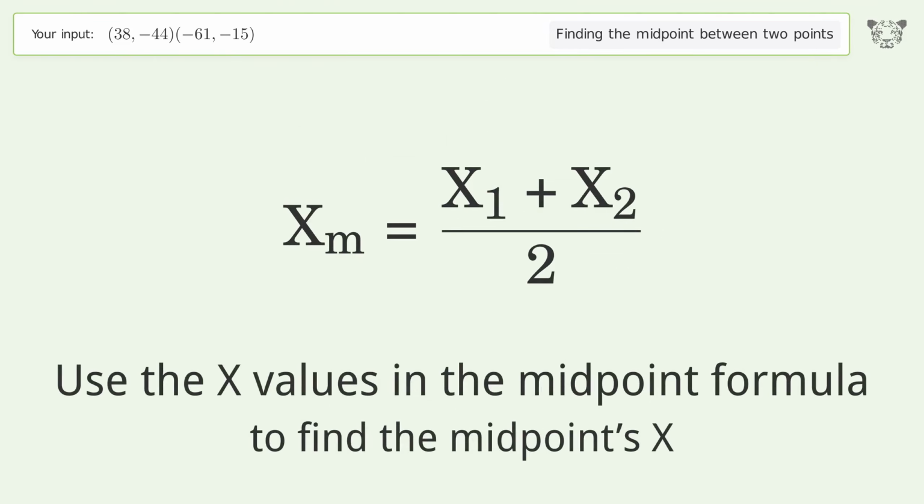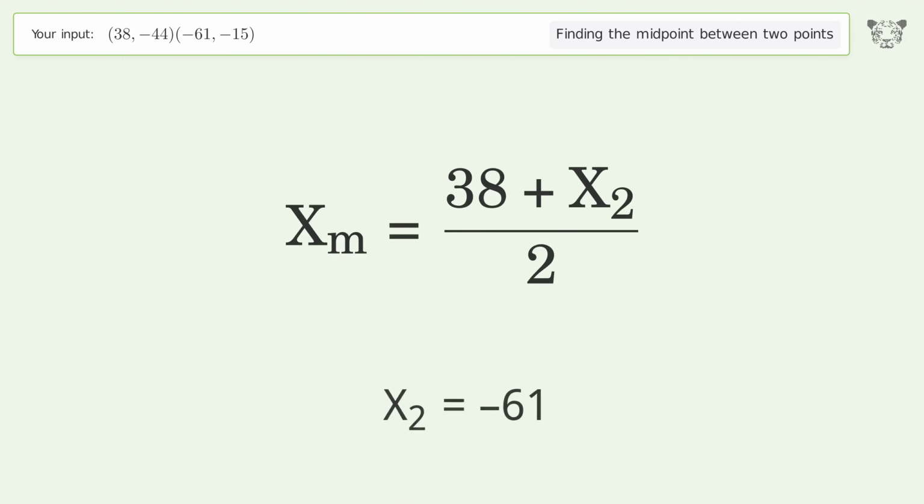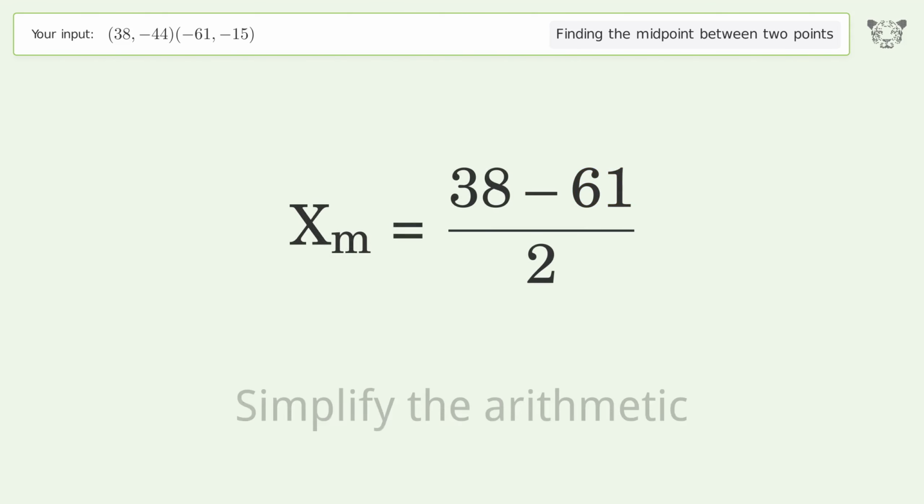Use the x values in the midpoint formula to find the midpoint's x. x1 equals 38. x2 equals negative 61. Simplify the arithmetic.